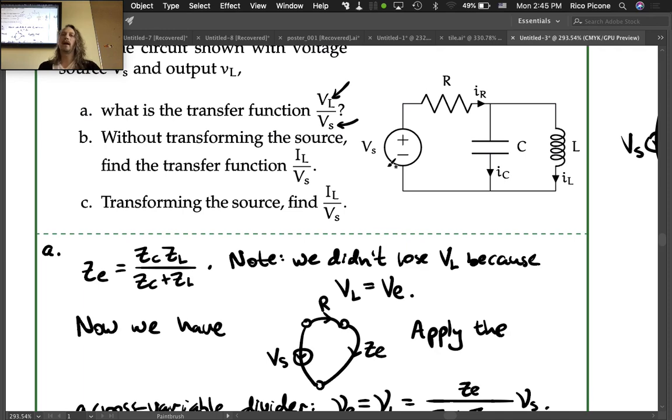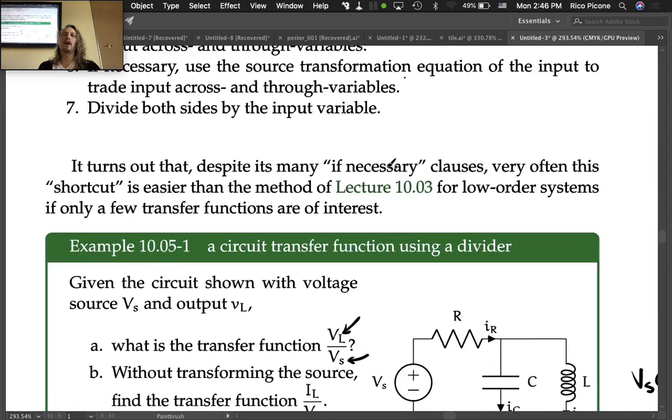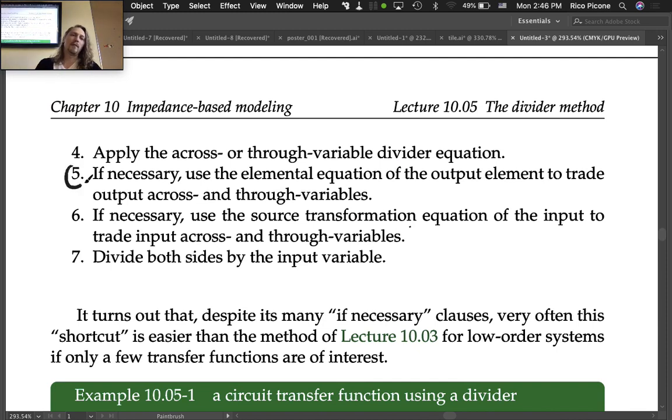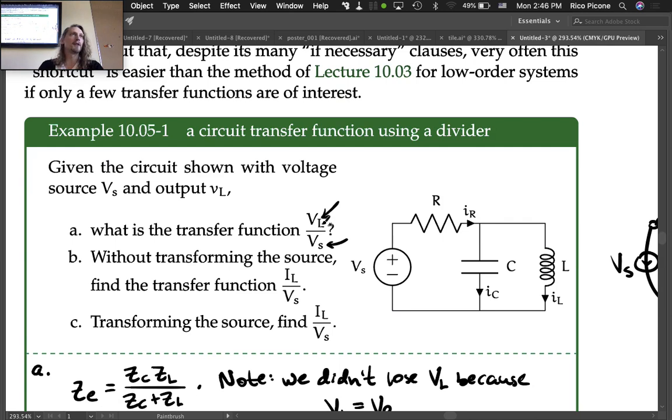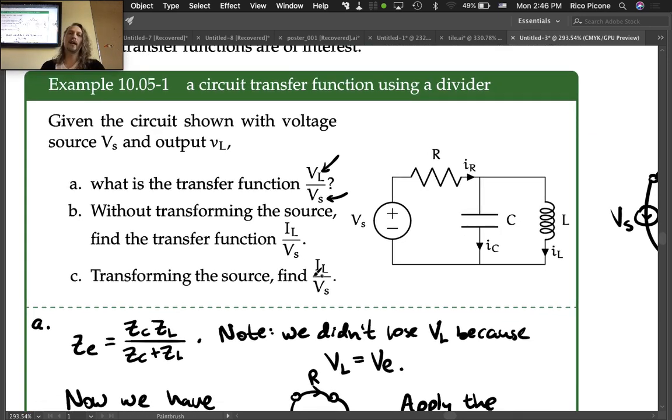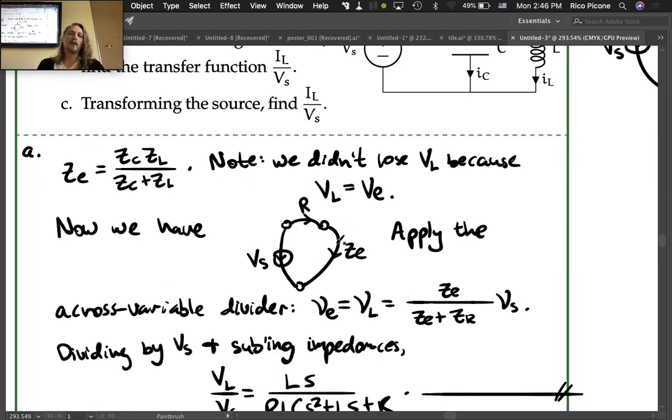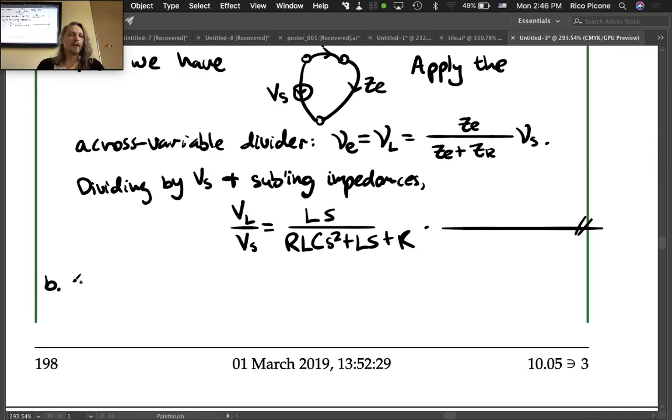So IL over VS. What we're going to do is walk back and use step 5 here, which says, if necessary, use the elemental equation of the output element to trade output across and through variables. That's exactly what we want here, right? We have the transfer function from the input VS to the output VL, but we want to trade that across variable for the through variable associated with the same element. So we're going to trade VL for IL, and VL and IL are related via its elemental equation.